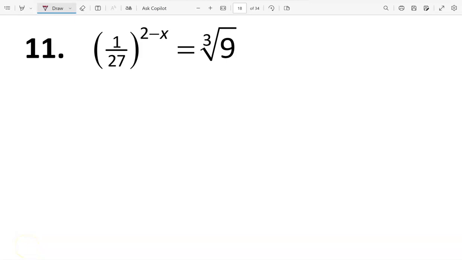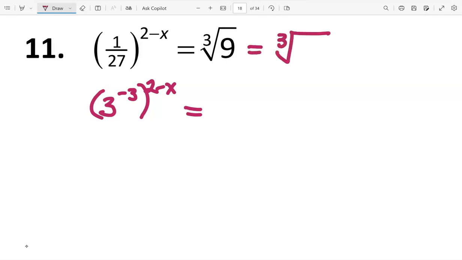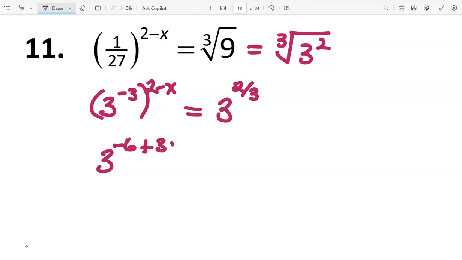In 11, we have an exponential equation that can be solved by rewriting both sides using a common base. 1/27 can be rewritten as 3 raised to the -3 power, and the cube root of 9 is the same thing as the cube root of 3 squared. Written with a rational exponent or fractional exponent, this is 3 to the 2/3 power. On the left side, we can multiply exponents when raising a power to a power, so that's -6 plus 3x, and the exponent on the right is 2/3.